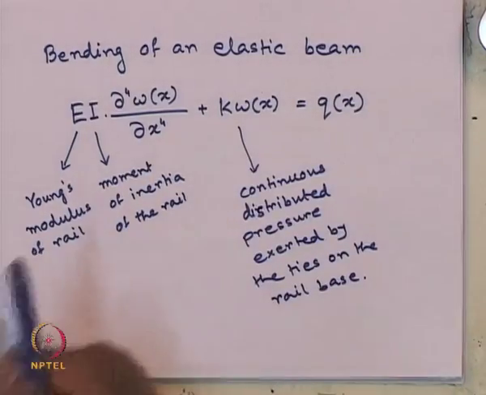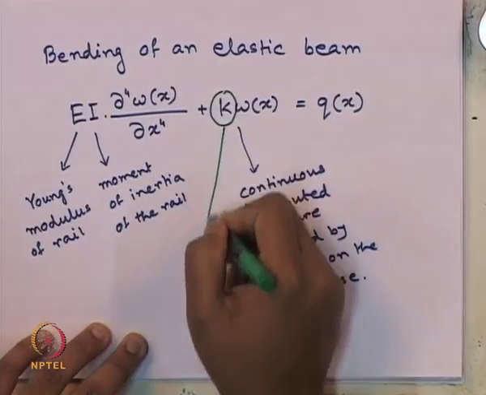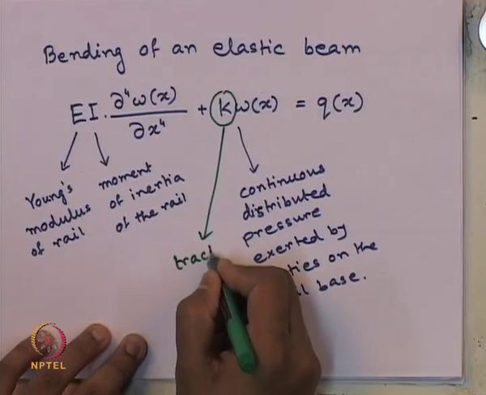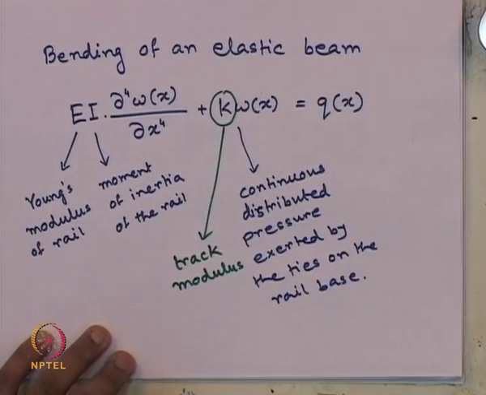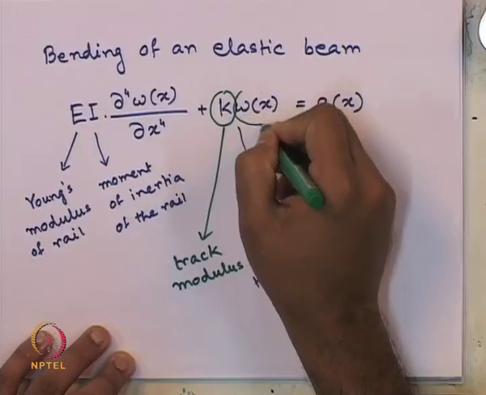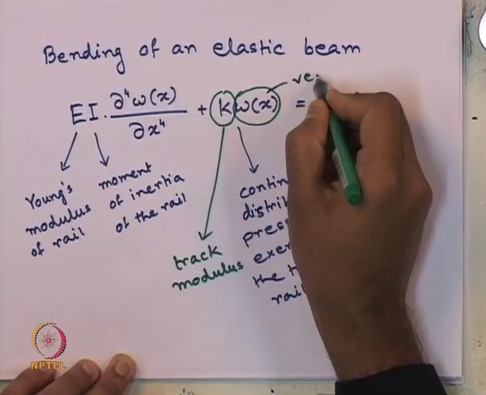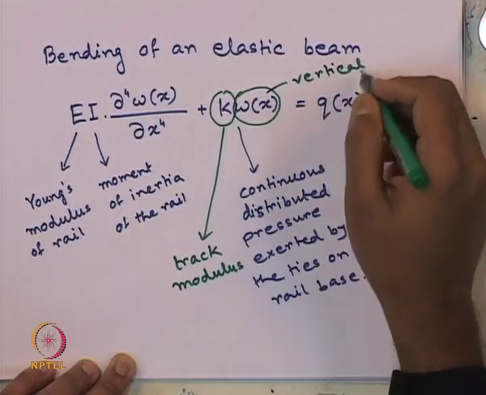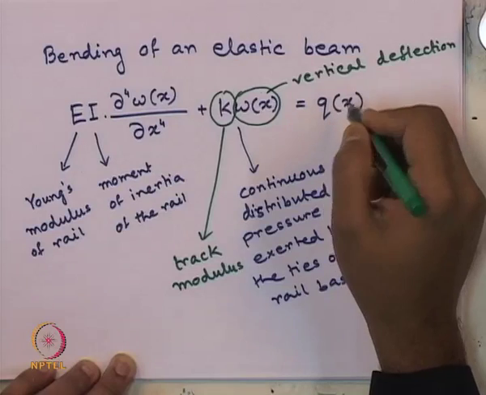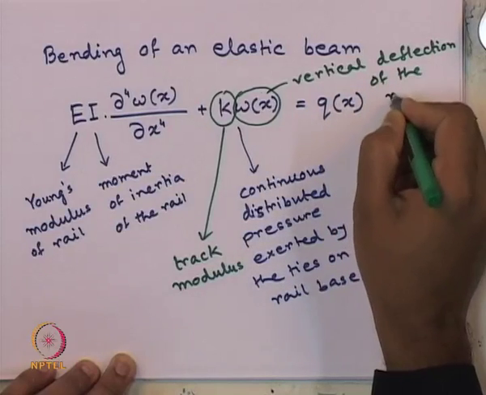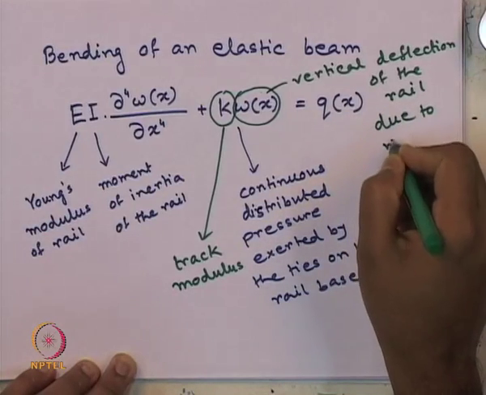and within this the part k is nothing but the track modulus, and this function, that is w(x), is nothing but the vertical deflection of the rail due to wheel load.